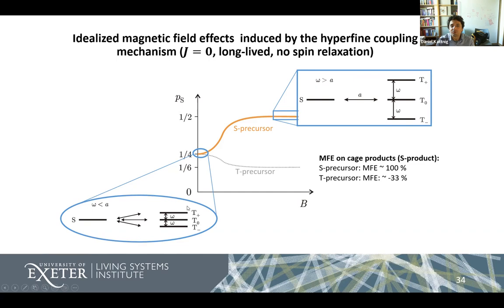If we do the very same thing in high magnetic field, then the situation is as shown here. In the higher magnetic fields, the T plus and T minus states are split apart from the T zero state. Thus, the hyperfine interaction can only connect the S and the T zero state. Therefore, starting out from a singlet precursor and allowing it to engage in spin dynamics, we will end up with a probability of one half in the singlet state and one half in the T zero state, whereas the T plus and T minus states will remain unpopulated. This means that, due to this underlying dynamics, we can realize a magnetic field effect of 100%: in high magnetic field, the system is in the singlet state with a probability of one half, in low magnetic field only with a probability of one quarter, meaning that there's a change of 100% in the singlet product yield.